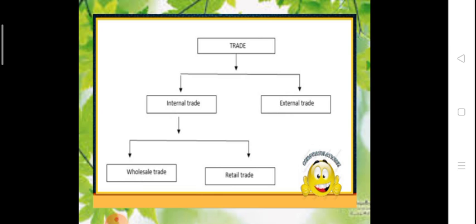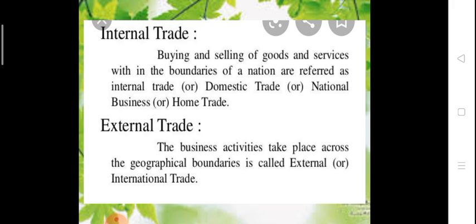So, geographically, internal trade is also divided into parts, like intrastate trade, within a state, and interstate trade. Now, as internal trade is divided into two parts, wholesale and retail, external trade is also divided into three parts: import trade, export trade, and entrepot trade. In this chapter we will only learn about internal trade.